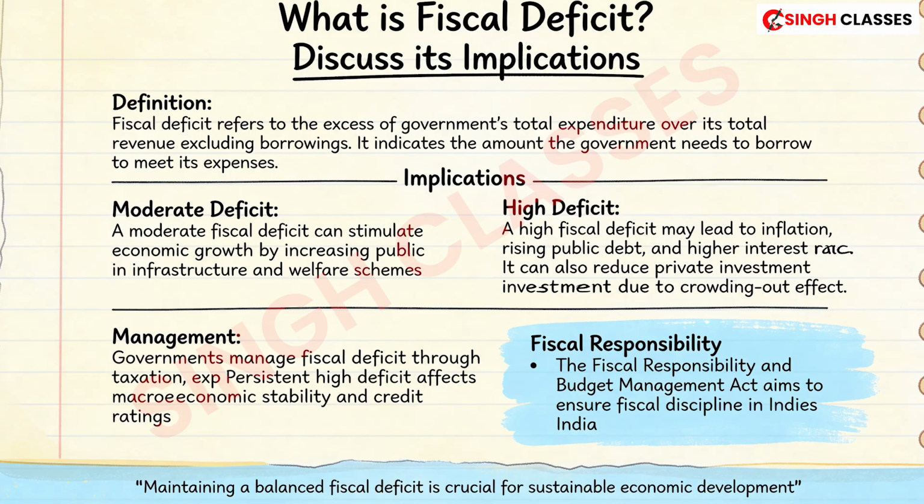3. Fiscal deficit. Fiscal deficit refers to the excess of the government's total expenditure over its total revenue, excluding borrowings. It indicates how much the government needs to borrow to meet its expenses. A moderate fiscal deficit can promote economic growth by increasing public investment in infrastructure and welfare programs. However, a high fiscal deficit may lead to inflation, rising public debt, and higher interest rates.